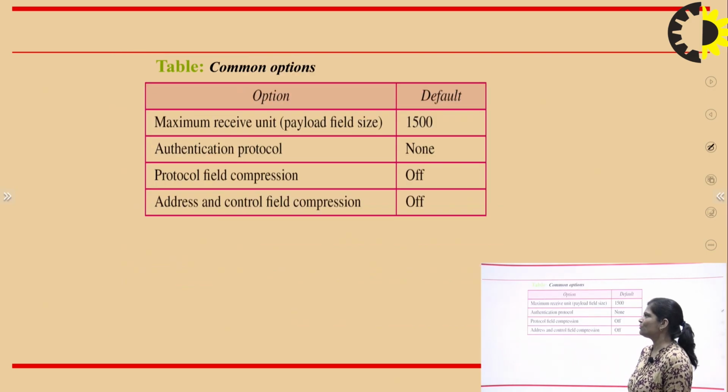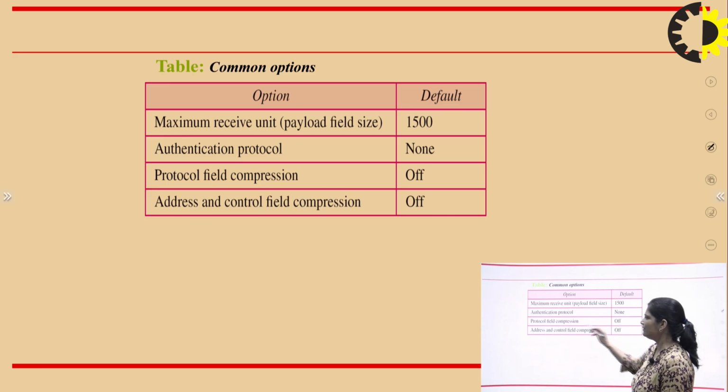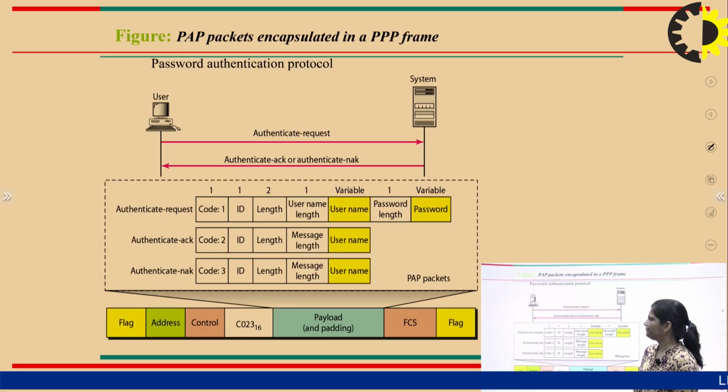Now these are the common options. The maximum receive unit, meaning the payload field size, is 1500, which is the default size in the data field. The authentication protocol is none. Protocol field compression is off, and address and control field compression is off in the common options.